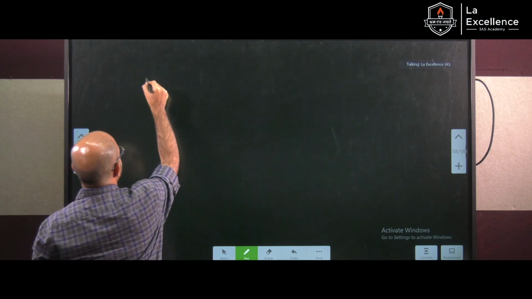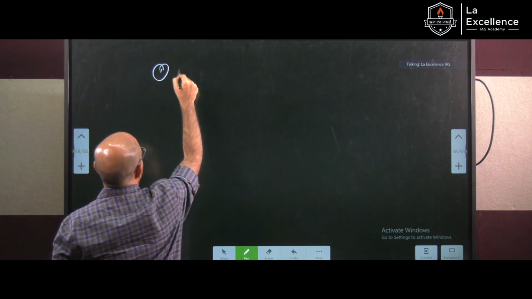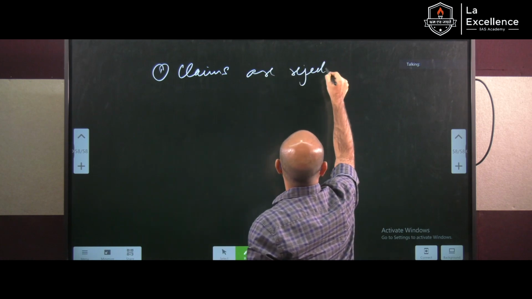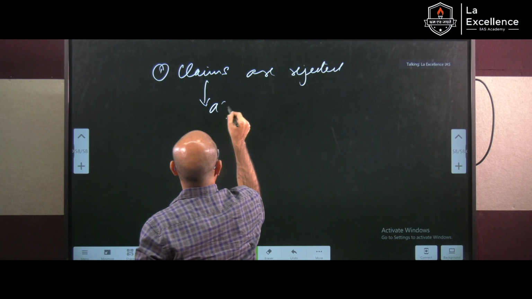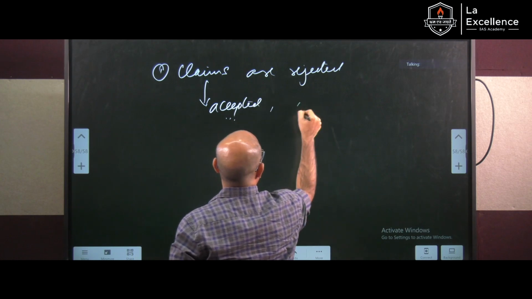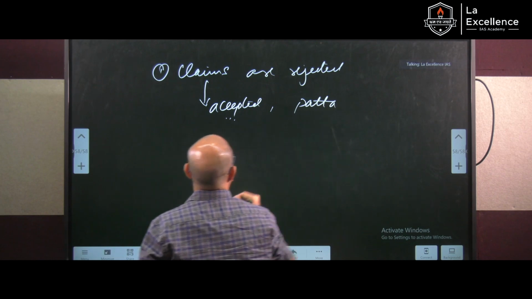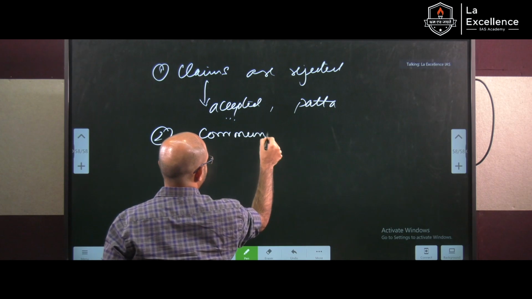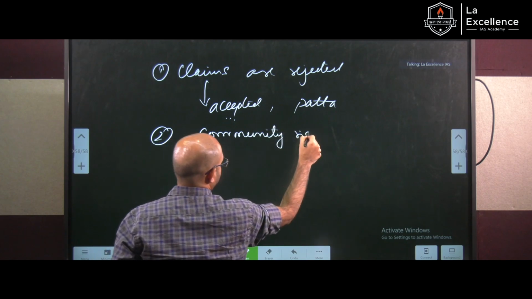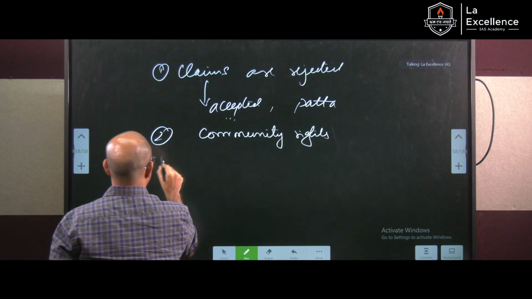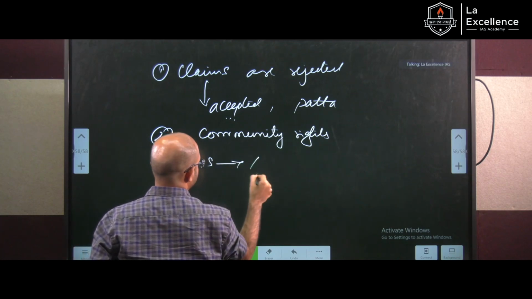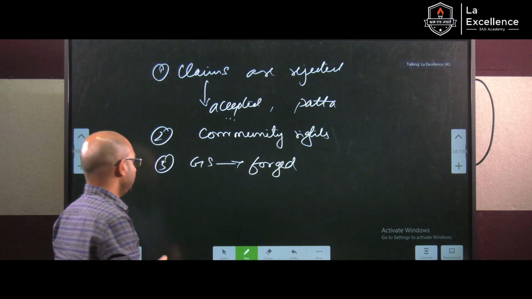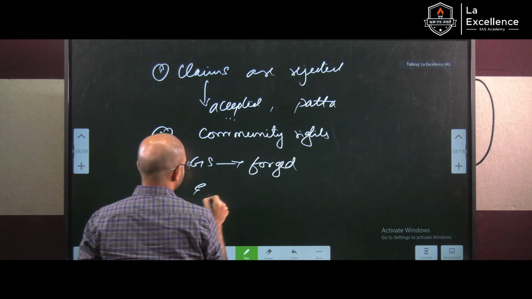Then what are the problems despite this? First challenge is claims are rejected and no reasons are given. Sometimes claims are accepted, pattas are not given. Without pattas, people don't get ownership. And a lot of times, individual rights, that is land rights, are given, but community rights are not given. Second category of rights. And Grama Sabha is not taken seriously, or Grama Sabha consent is forged, it is faked, and all that.